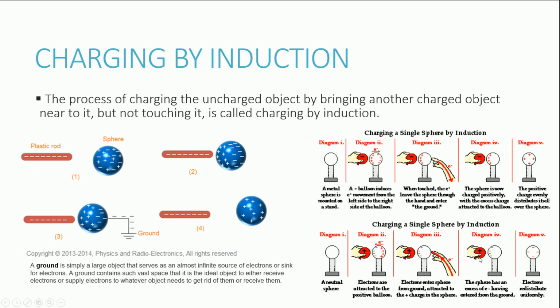And so the electrons move in because they're attracted to the positive charge, and so the sphere now has an excess of electrons, given that the electrons have entered into the sphere from the ground. And if you get rid of the balloon, then the electrons, or the negative charge, will distribute itself across the sphere just like so. So if you use a positive rod or a positive balloon to induce the charge, you'll induce a negative charge. If you use a negative balloon or a negative rod to induce the charge on the sphere, you'll get an induced positive charge.